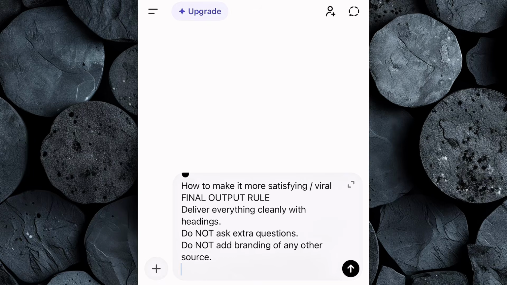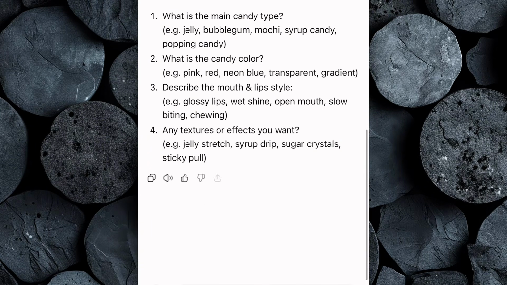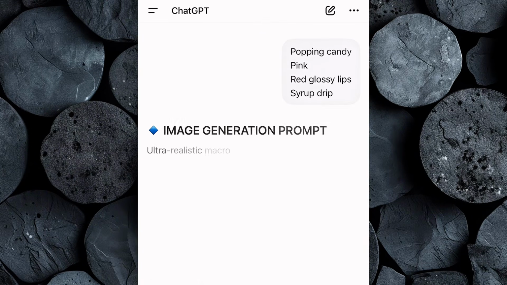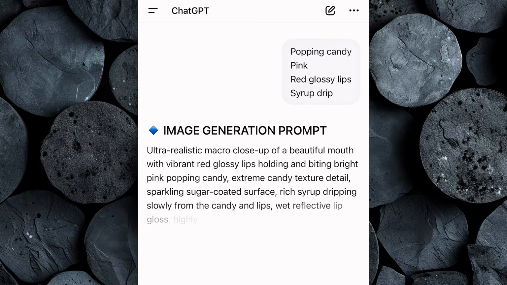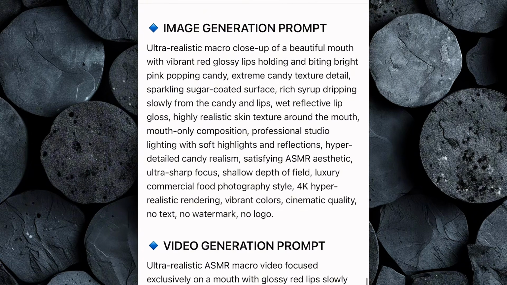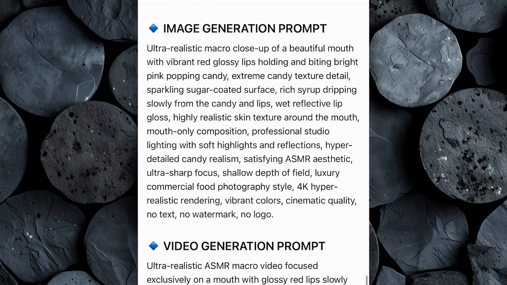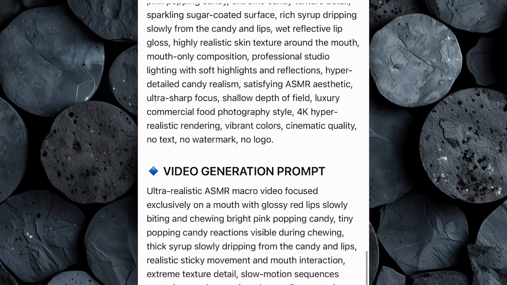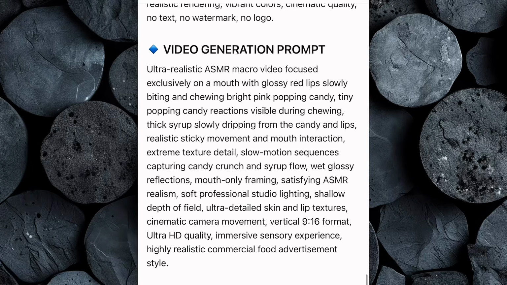Once you paste the prompt and click Enter, the AI will ask you for a few details about the type of ASMR candy video you want to create, such as the candy type, color, lip style, and special effects. Take your time and enter the details you want, then submit your response. Within seconds, the AI will generate a highly detailed cinematic image prompt designed to create realistic and satisfying ASMR mouth-eating visuals. The AI will also generate a professional video animation prompt that transforms your static image into a realistic ASMR animation with smooth movements, satisfying effects, and eye-catching visuals that keep viewers watching until the end.